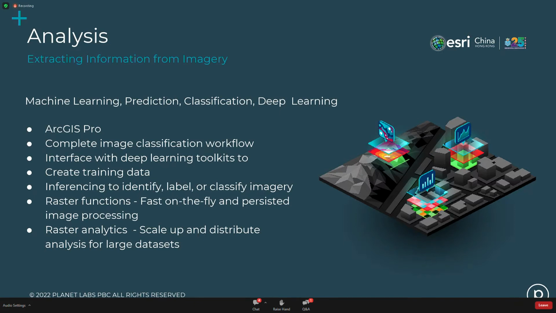ArcGIS Pro also includes tools and interfaces for training and integrating with deep learning tools such as TensorFlow, CNTK, and PyTorch. This enables organizations to create datasets to train the most appropriate deep learning algorithm. The algorithm can then be applied using the inference engine to identify, label, and classify large collections of images. The result is a new raster or feature dataset that can be input to other spatial analysis.